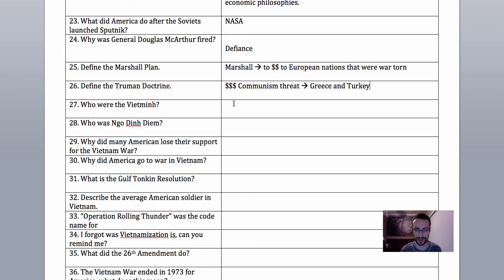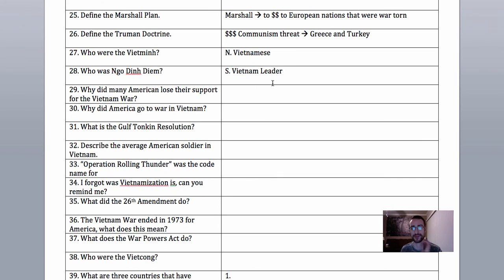Who were the Viet Minh? These were North Vietnamese, and they were communist. Ngo Dinh Diem is the Southern Vietnam leader. Please write more than what I'm putting here. I'm just doing this to give you a basic idea. But Southern Vietnamese leader who was corrupt. He was Catholic. He was against Buddhists.